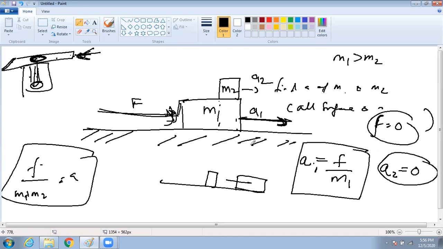But let's say there would have been a frictional force. Then the cases would have been different. Then M2 also would have moved. We don't know. This is a complicated case. So whenever you are learning physics, it's all about the assumption. We are assuming that the frictional force is 0. The surface is a smooth surface.